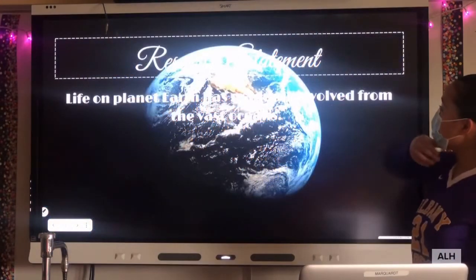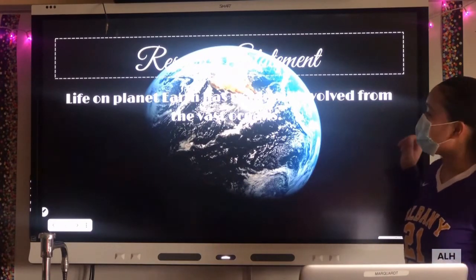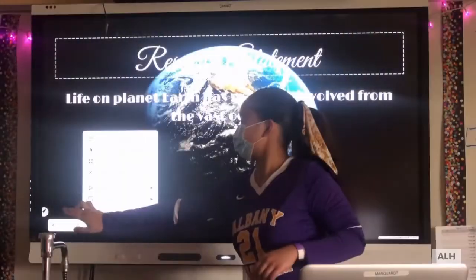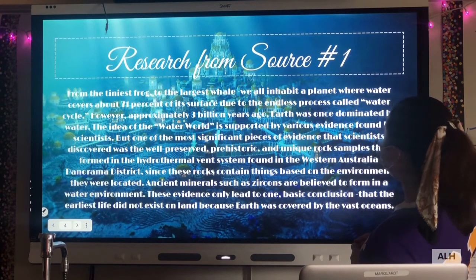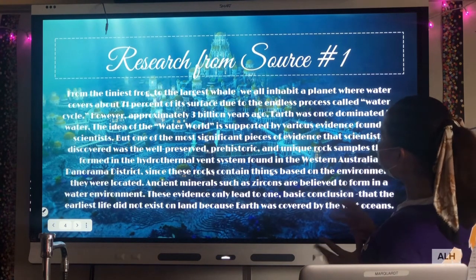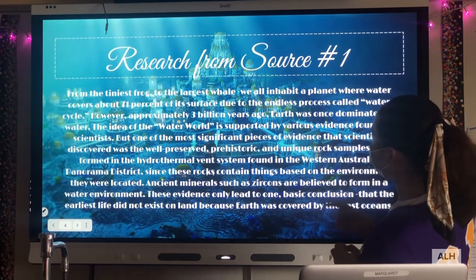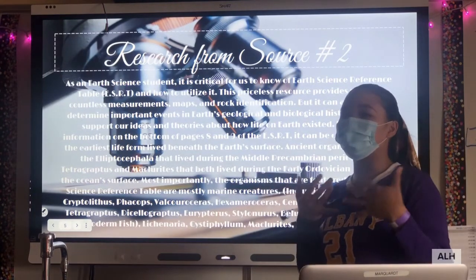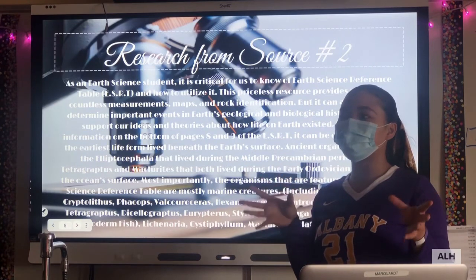My research statement or hypothesis is life on planet Earth has gradually evolved from the vast oceans. Water covers 71% of its surface due to the endless process called the water cycle. However, approximately 3 billion years ago, Earth was once dominated by water. The idea of the water world is supported by various evidences, and as you can see on pages 8 and 9 of the ESRT, most of the creatures there are water creatures.